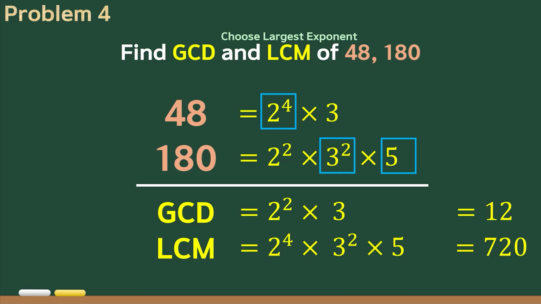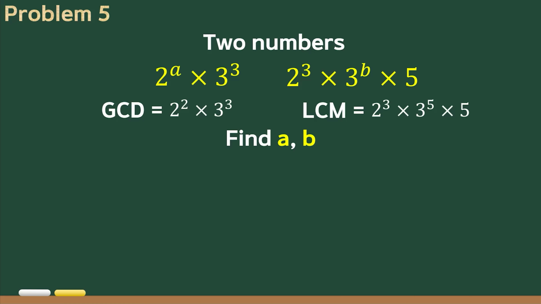This is the key idea. GCD uses the smaller exponent and LCM uses the larger exponent. Final problem. We are given 2 numbers in prime factor form and we know their GCD and LCM. We need to find the values of A and B.